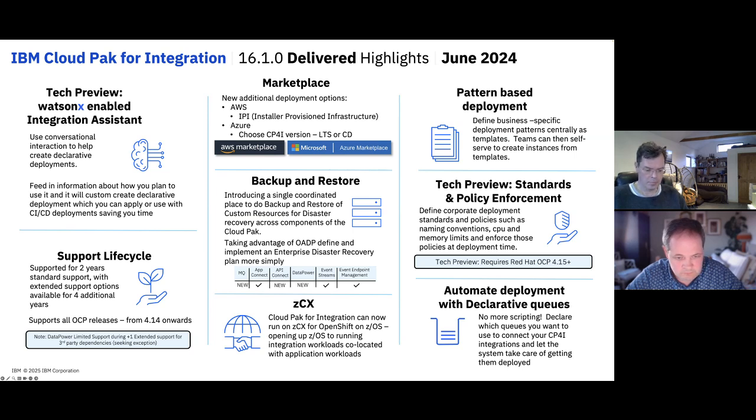We have moved on to not only the AWS Marketplace, but the Azure Marketplace. So you can buy from Microsoft or AWS directly, and you can choose the versions that you want to deploy. Backup and restore is key for everybody. We originally had App Connect, Event Streams, and Event Endpoint Management ready to go. Now the entire pack is fully OADP and Velero sorted out.